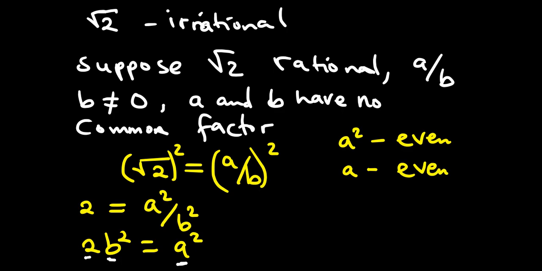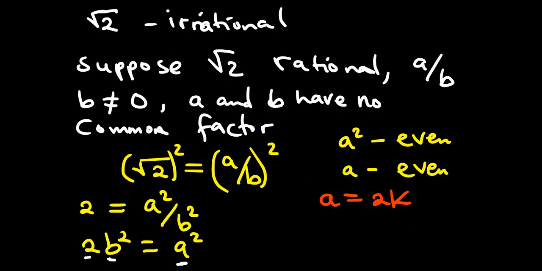So if I have a square of a number that is even, meaning even when the square is removed, that number has to be even. So a also is even. And if a is even, by definition, a is equal to 2 times any constant, so k can be any constant. So this means that a is even.